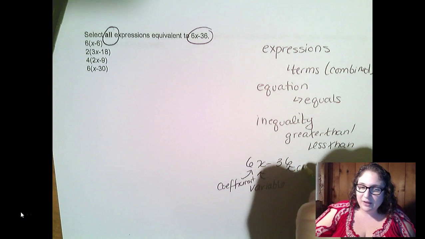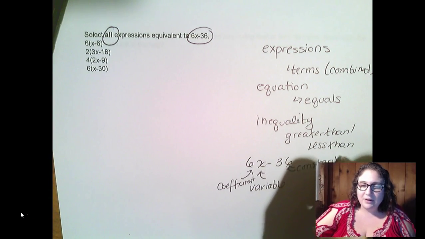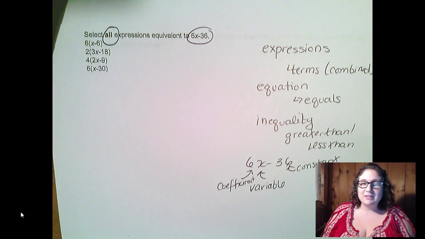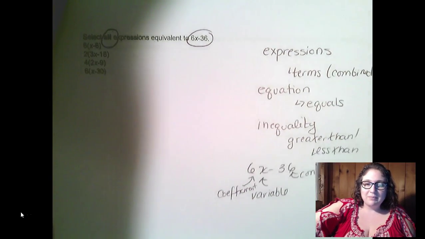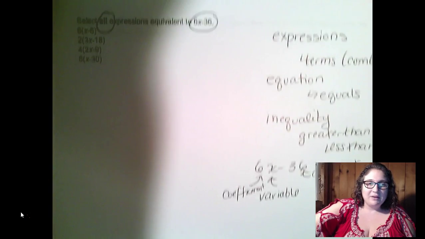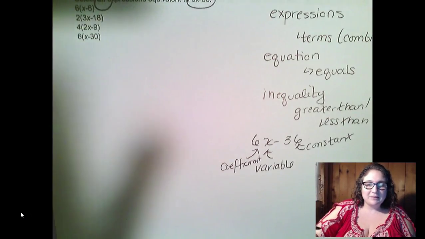This 36, the vocab word for that is constant. Oh, I'm definitely getting doctor writing on that, and you're missing it because of my pick. There we go. All right, well, constant.